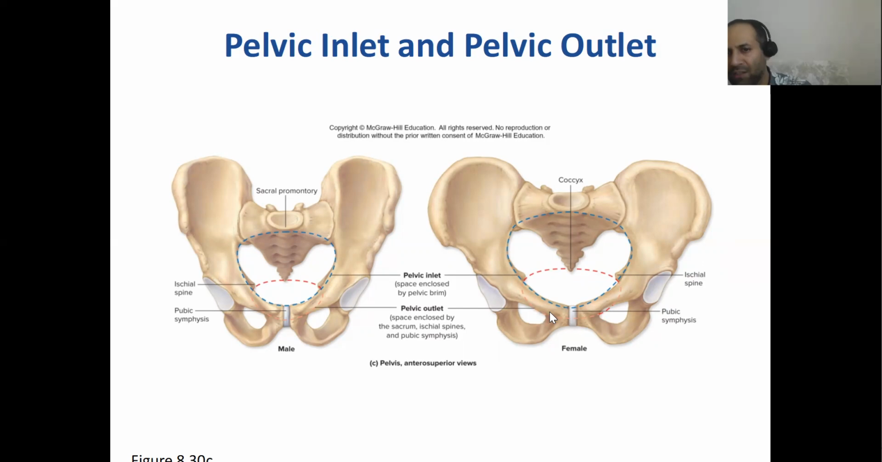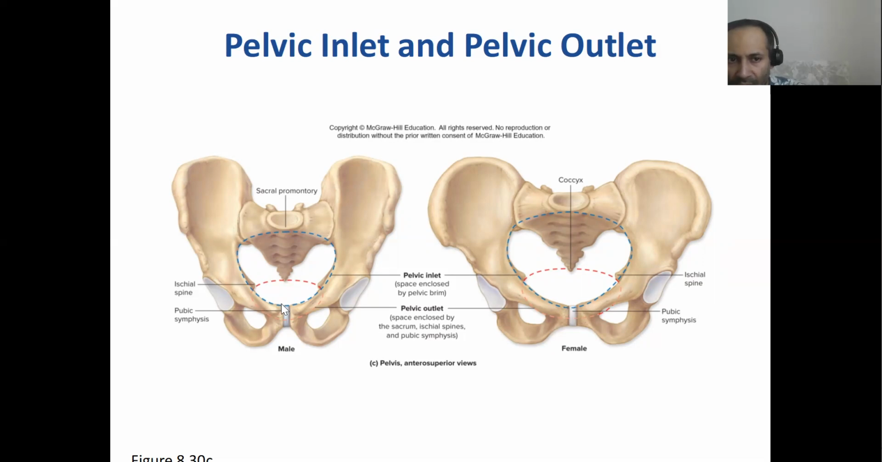But possibly the best way of identifying whether you're looking at a male or a female pelvis is to focus here. This is called your subpubic angle. Look at the subpubic angle in a male and look at the subpubic angle in a female. The male subpubic angle is acute, less than 90 degrees. It's kind of like a steep angle, not much space there. The female subpubic angle is obtuse, which means it's greater than 90 degrees. A lot of space here.